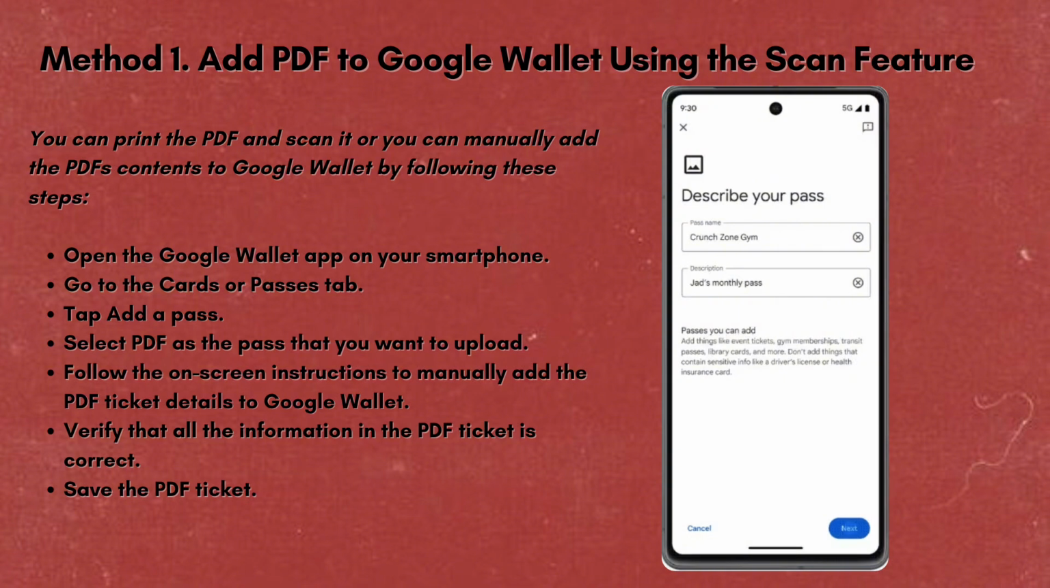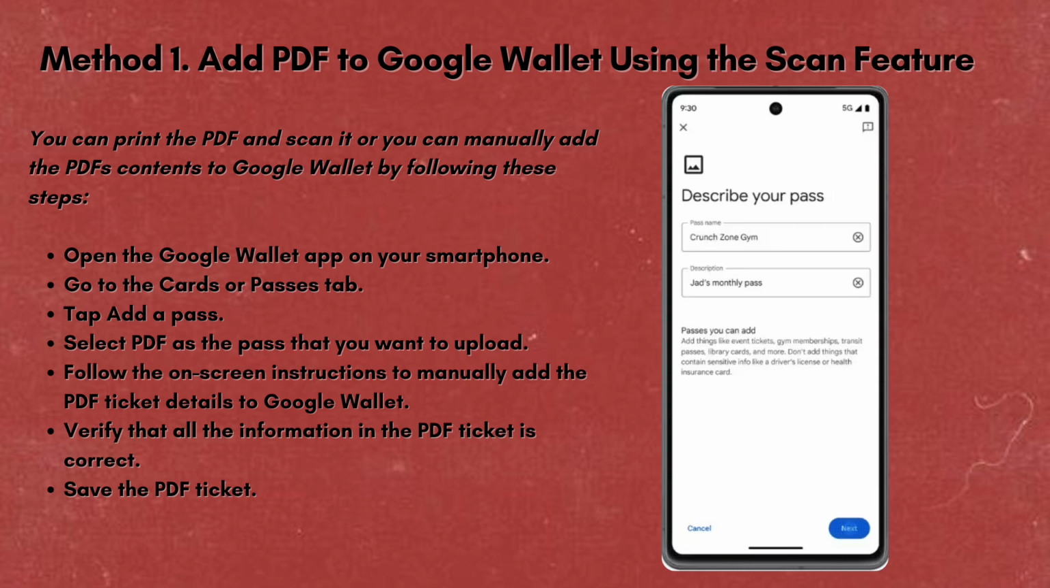First, you have to open the Google Wallet application on your smartphone and then go to the Cards or Passes tab. From there, just tap on Add a Pass and then select PDF as the pass that you want to upload. Then just follow the on-screen instructions to manually add the PDF ticket details to the Google Wallet. Once you're done with that, verify that all the information in the PDF ticket is correct and then tap on Save to save the PDF ticket.